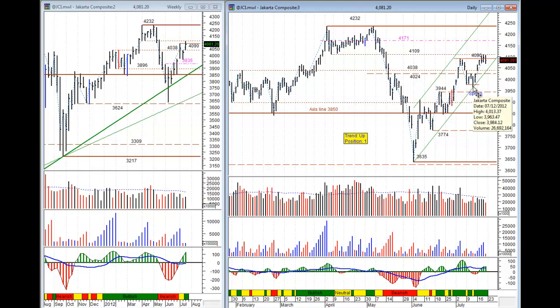This spring bar is a high volume spring bar, which just suggests that the buyers made sure the sellers were all absorbed at this level, and then pushed the market all the way through to the high, a test of the 4090. Now we are hopefully seeing another absorption area built up at this level here. So that's my take for the coming week for the Jakarta Composite Index, and we'll go to the Hong Kong market next.